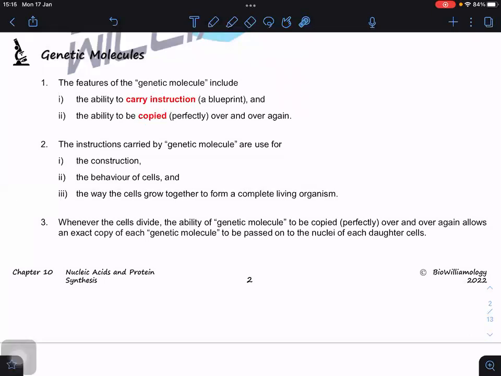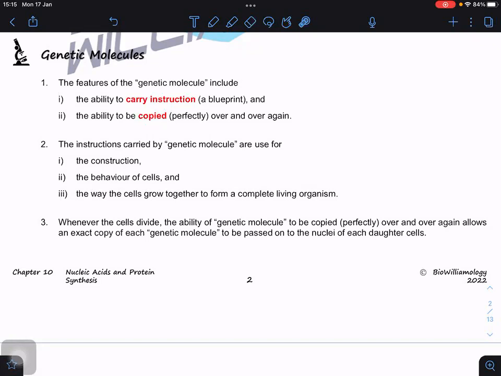At first, scientists thought that it was protein, but protein can only carry instructions, telling the cells what to do once. Protein cannot be copied. Protein is a final product. So until 1950, Watson and Crick discovered the structure of DNA, and that was the start of a new branch of study: genetics and epigenetics.